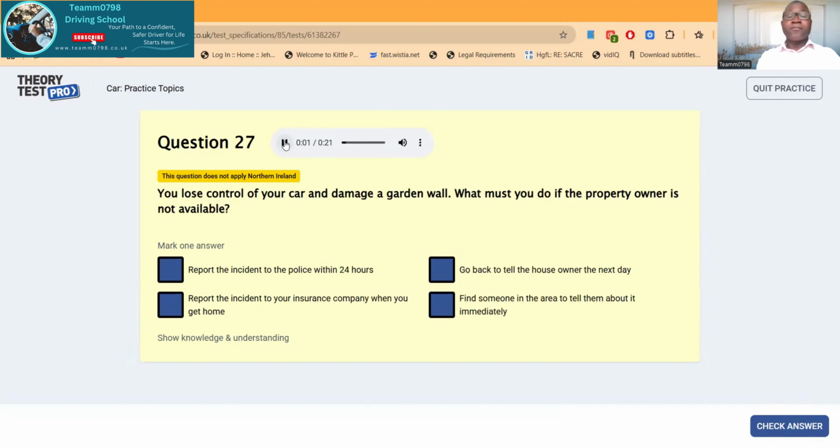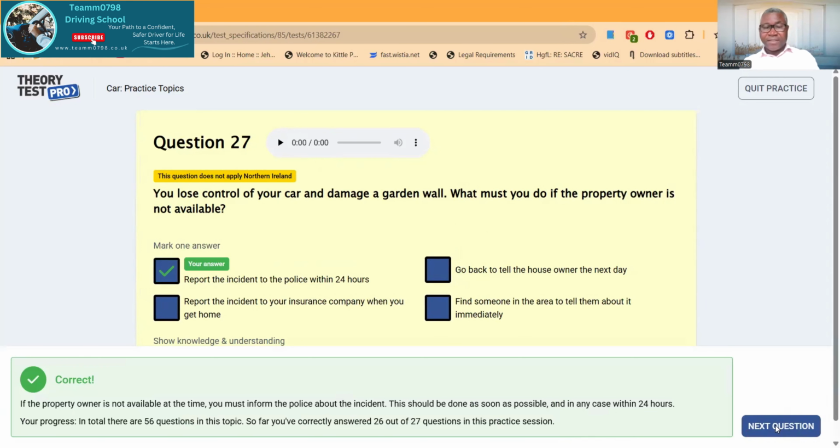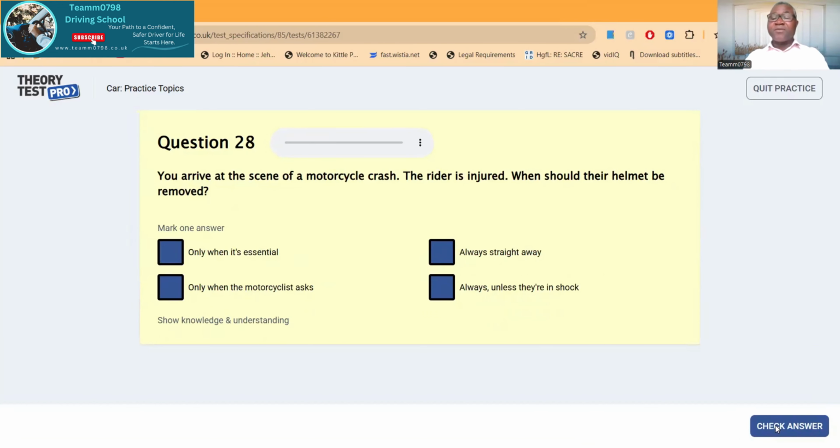You lose control of your car and damage a garden wall. What must you do if the property owner is not available? Report the incident to the police within 24 hours. Go back to tell the house owner the next day. Report the incident to your insurance company when you get home. Find someone in the area to tell them about it immediately. So you report the incident to the police within 24 hours. That's the correct answer. The other ones may seem reasonable, but don't tell the insurance. Going back to tell the house owner the following day, or whenever you can, sounds a reasonable answer, but the most important answer in this instance is to tell the police within 24 hours.